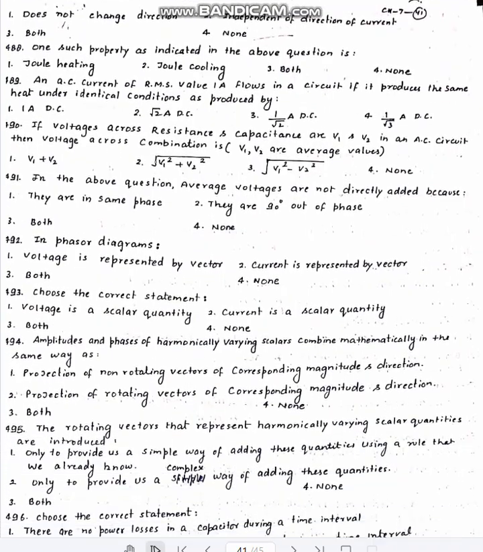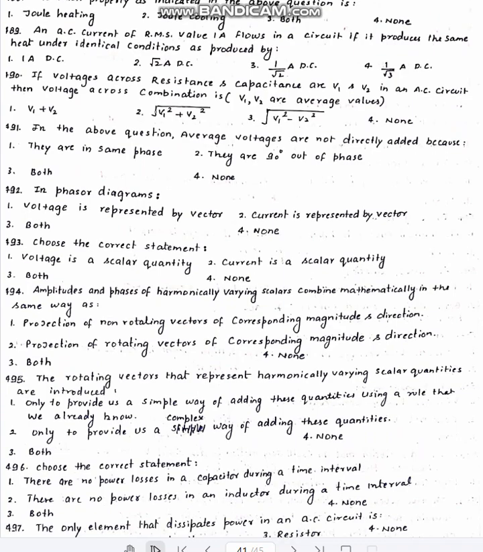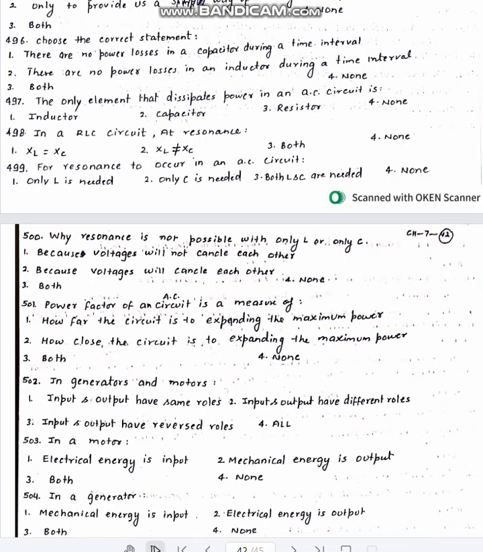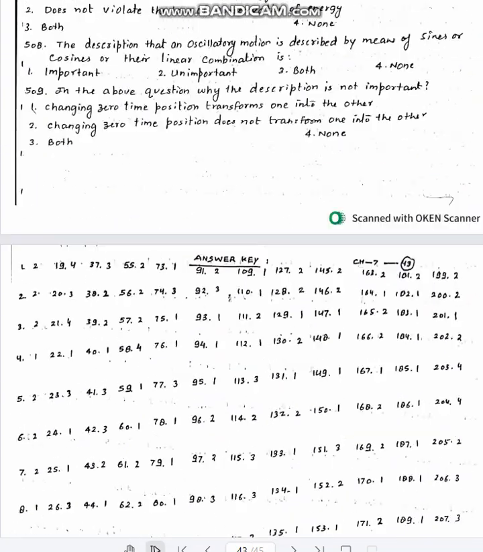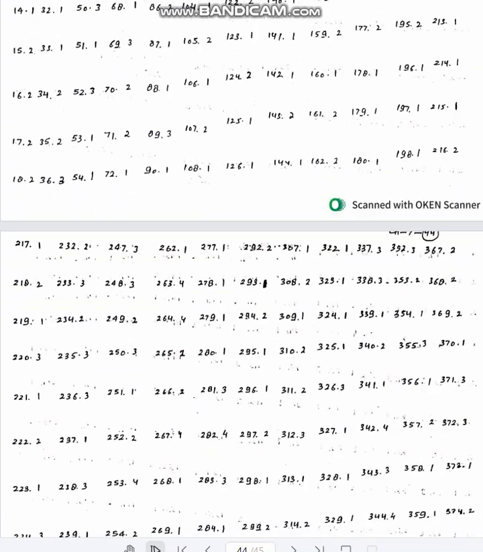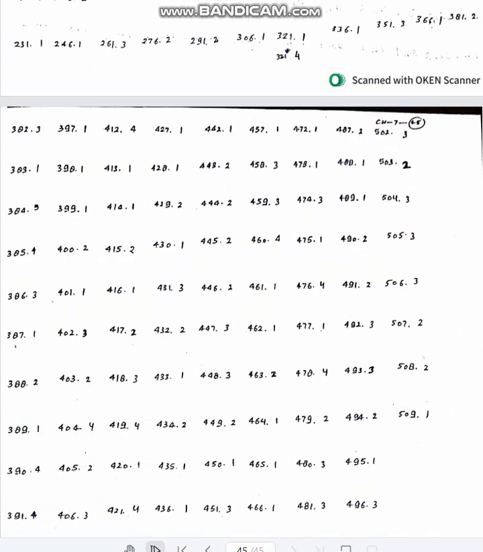Then we have questions based on DC and AC, then calculations for different net voltage in AC circuits, then questions for resonance circuits, input and output, and there are a total of 509 questions. These are the answer keys for that.